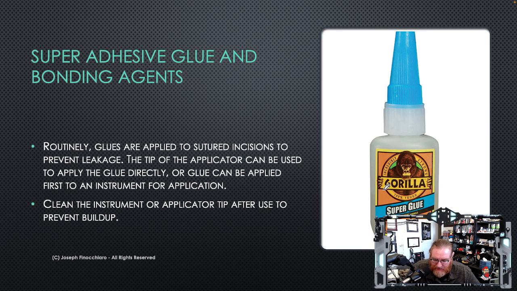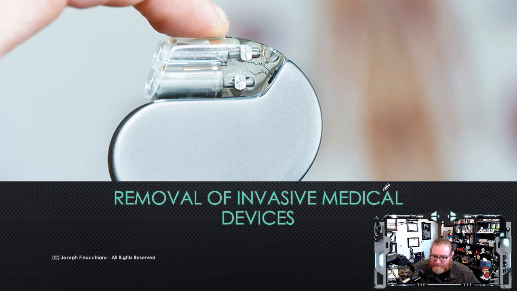Routinely, glues are applied to sutured incisions to prevent leakage. The tip of the applicator can be used to apply the glue directly, or the glue can be applied first to an instrument for application. Clean the instrument or applicator tip after use to prevent buildup. It is not uncommon to see toothpicks in a prep room. And when they're done, they just take the wooden toothpick and throw it into the sharps container.